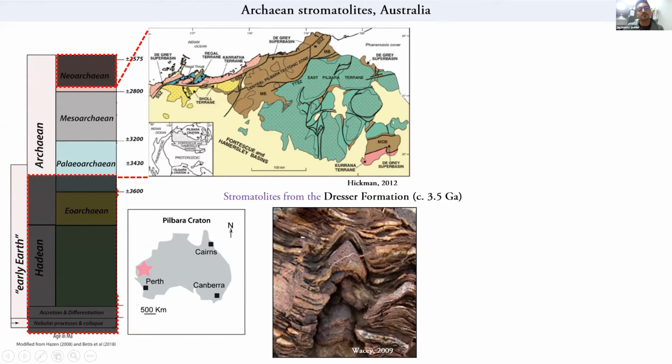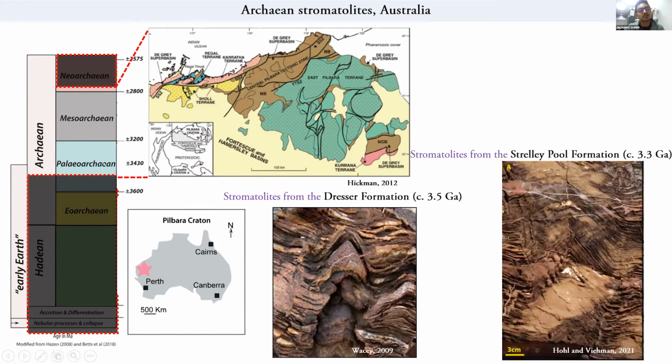So the first evidence comes from the East Pilbara terrain from the Dresser Formation, which is roughly 3.5 billion years in age. And these are conical structures, also microbially induced, and they are remnants of one of the earliest primary life forms, also from the shallow part of our oceans.